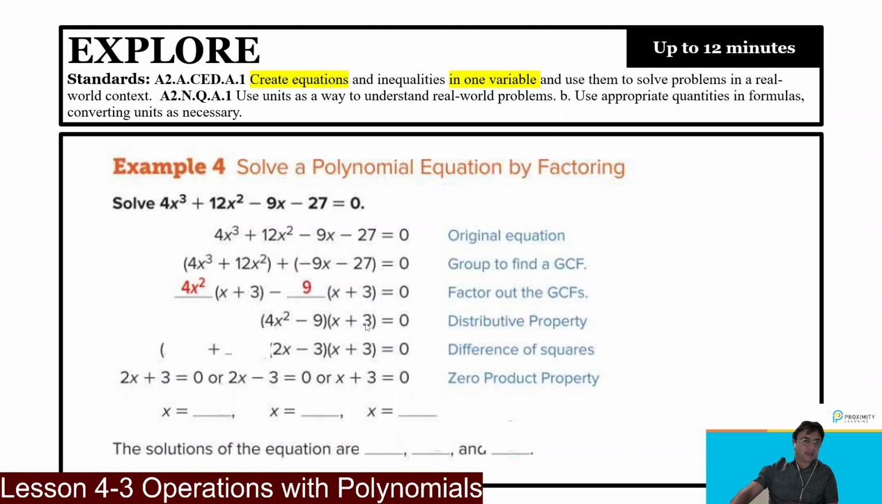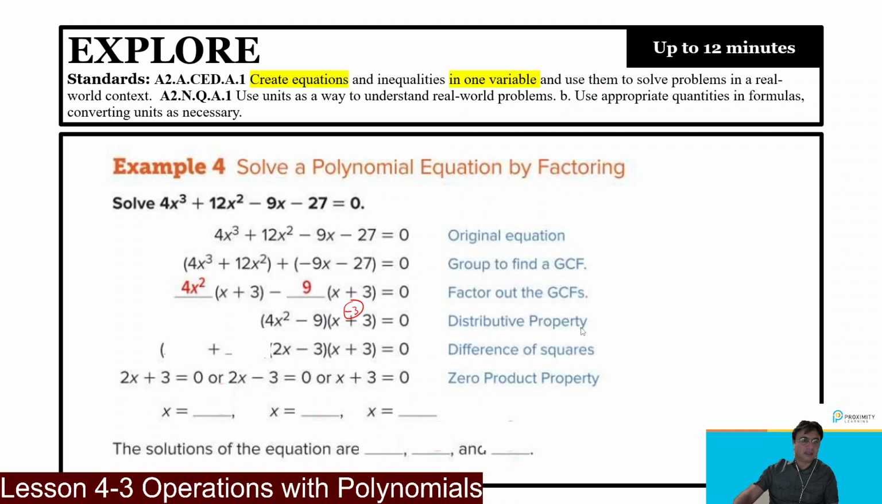So x plus 3, that's easy for us. The answer here would be minus 3. We already know this. The answer here would be minus 3, because if I plug in a minus 3, I get a 0, I'm done with this part. But what about 4x squared minus 9? What do I do here? What can I do here?